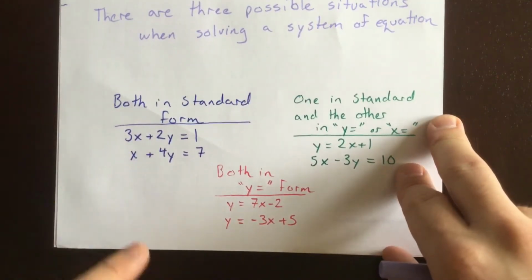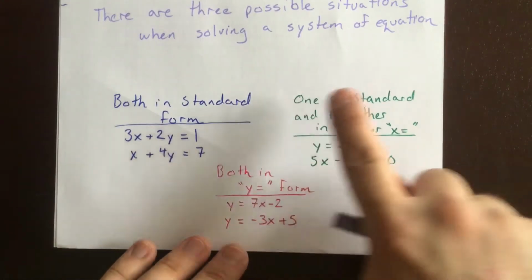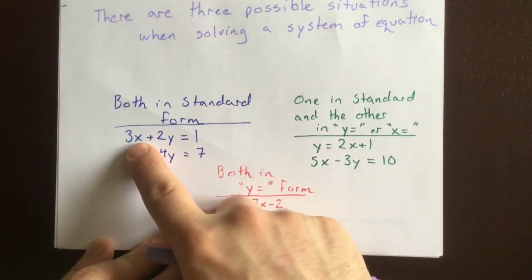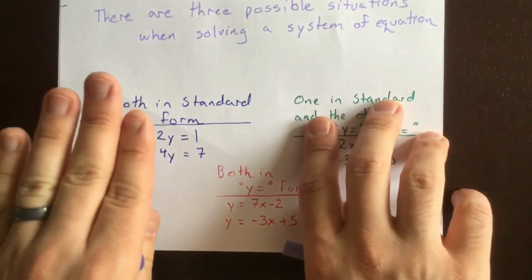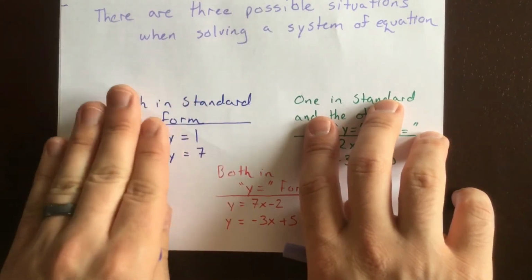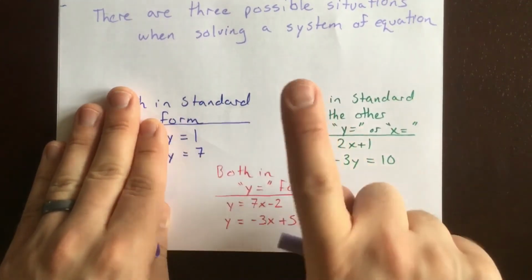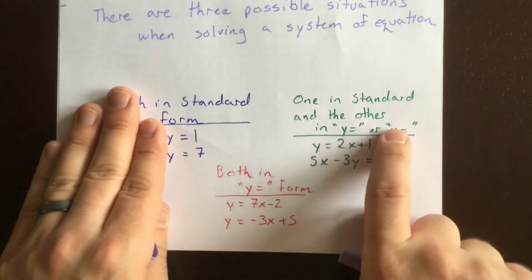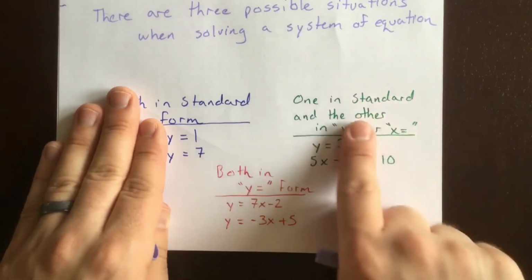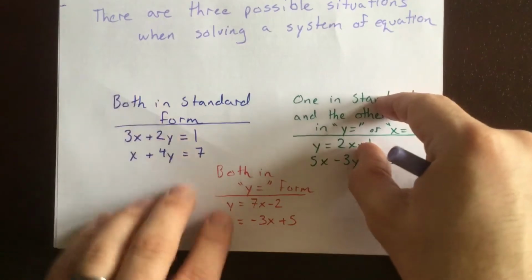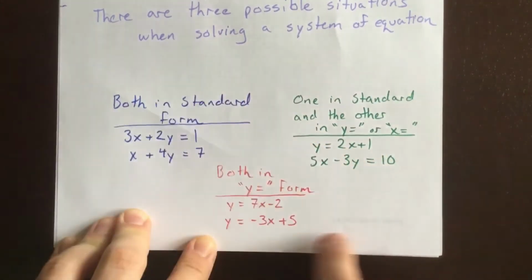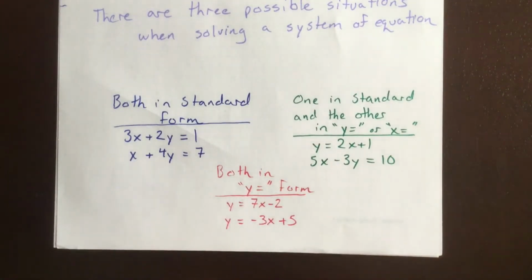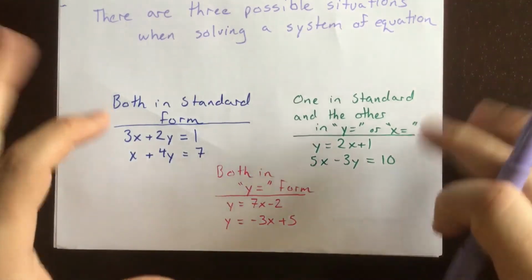So our three possibilities are: standard form, where both of them are in standard form. Recall standard form is when both our x and y are on the same side, whether left or right. Then the other situation is when one equation's in standard form, and the other is either y equals or x equals. That will require a completely different process to solve than the first situation. And then we have when both equations are in y equals form. I have examples here.